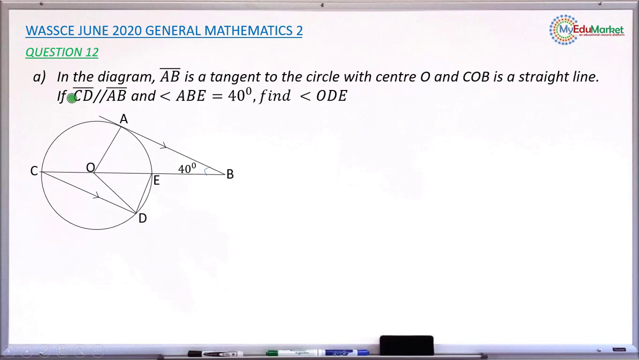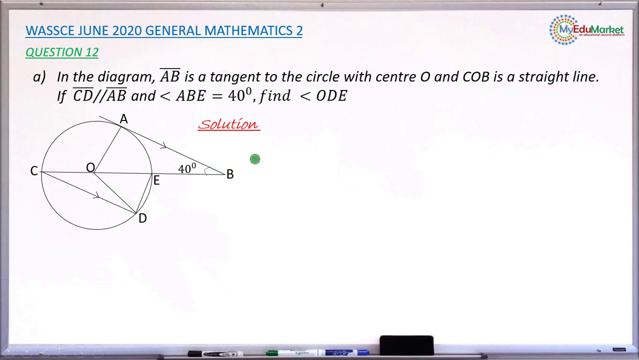And line CD, look at line CD and line AB are parallel, you can even see the two arrowheads there indicating that these two lines are parallel. And angle ABE is 40 degrees, marked in the drawing. So what you are asked to find is the size of angle ODE. This is the angle that we are asked to find its size. So let's attempt to answer this very question together.